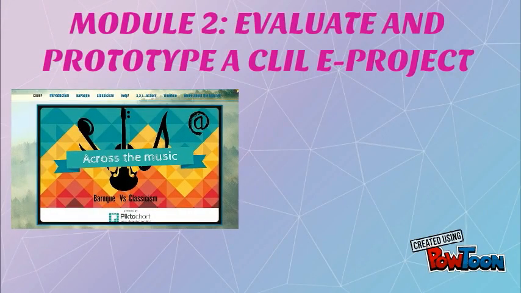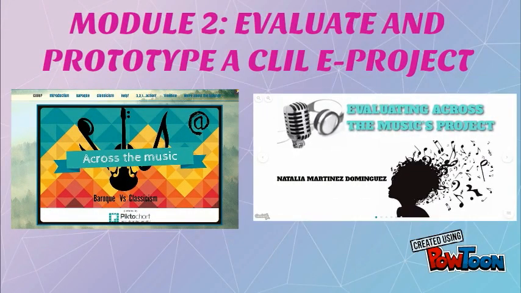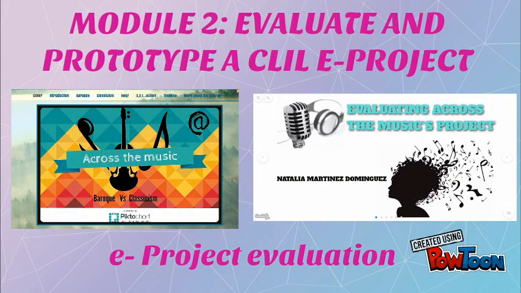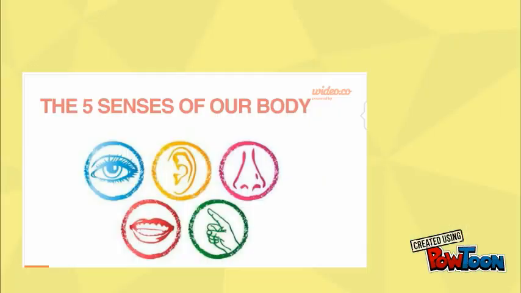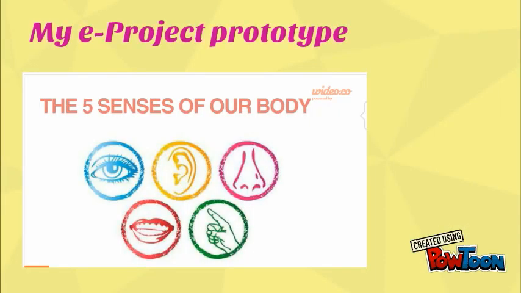Next module, the module 2, called Evaluate and Prototype a CLIL e-project. We had to evaluate an e-project, in my case called Across the Music, to create later our own prototype e-project. In this way, we have a reference to do it well by our own. Okay, and here you can see my final e-project prototype about the 5 senses of our body.